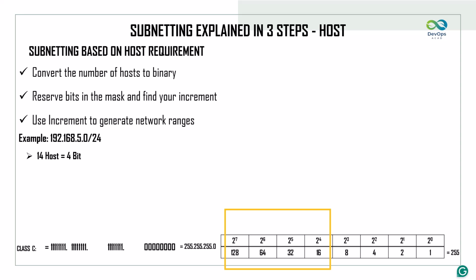So that means you have to turn on 4 bits. Like you can see here, 4 bits have been turned on, and then that last bit is going to be our increment in this instance. And that last bit is going to be 16. So that means my address or my network will increase by 16. Is that okay?